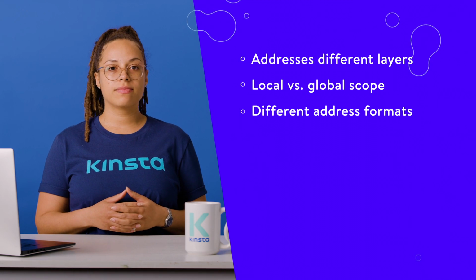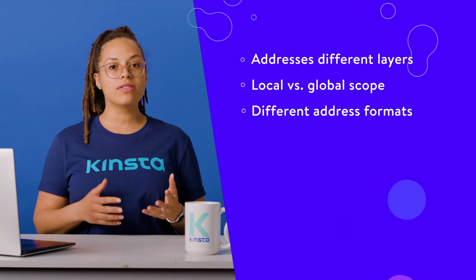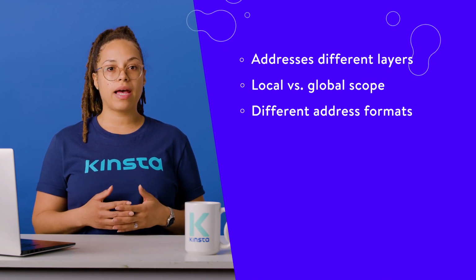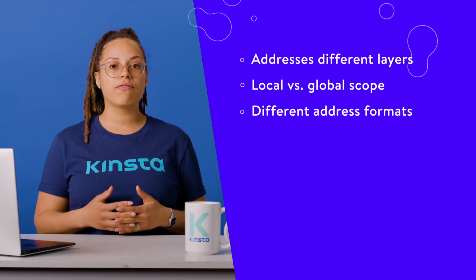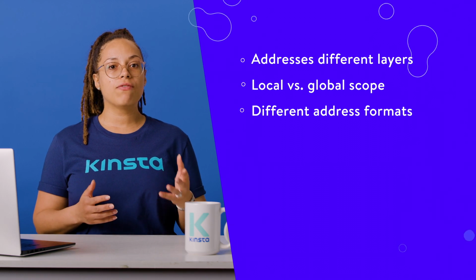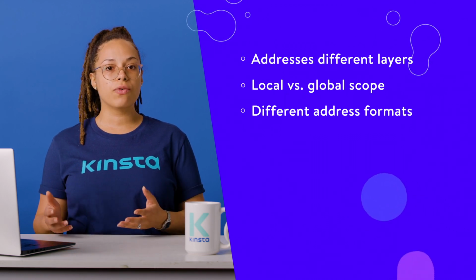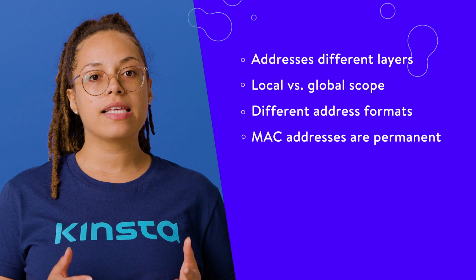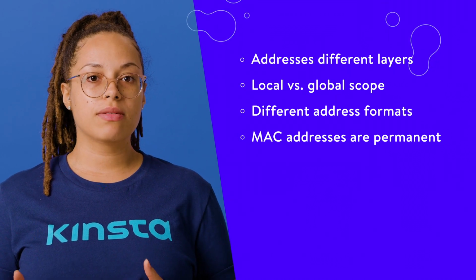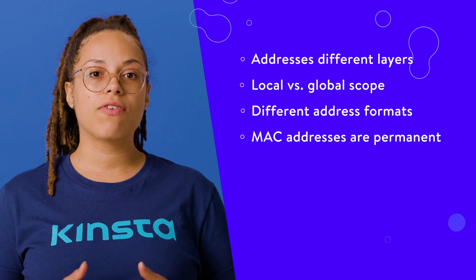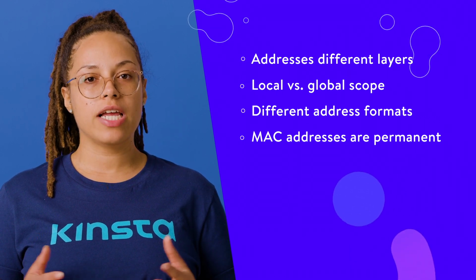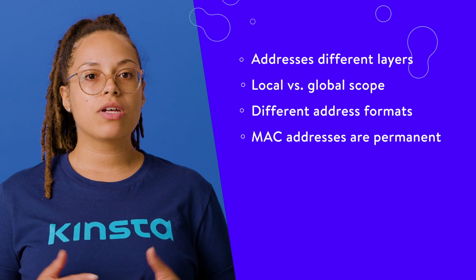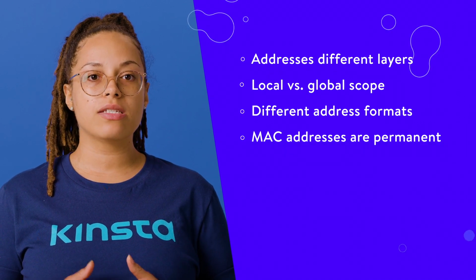Different address formats. Since MAC and IP addresses work on different layers and do different things, they also have different formats. A MAC address has a serial number-like format of 12 digits grouped into pairs and separated by hyphens or colons, while a typical IPv4 address is a 32-bit address grouped into 4 decimal numbers. MAC addresses are permanent. MAC addresses are assigned to a device by the manufacturer as soon as it's built. This address is essentially embedded into the device's network hardware, making it permanent and unchangeable. IP addresses are temporary and are assigned whenever the device connects to a network. As a result, devices can assume any number of different IP addresses over its lifetime.